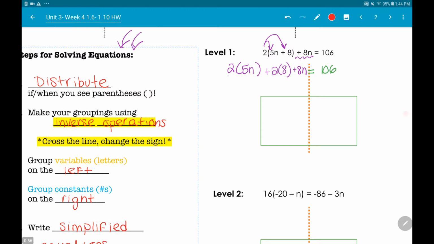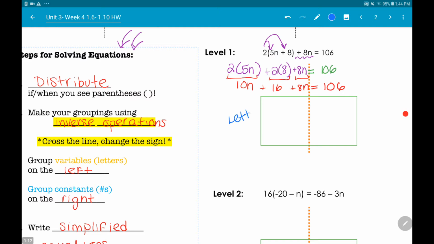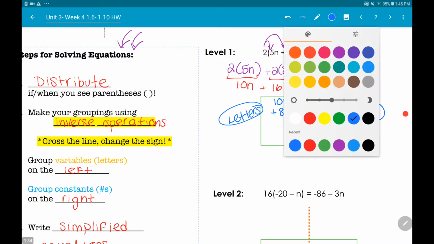Then we simplify by multiplying. So I get 10n and 16. Again, everything else I'm just bringing down. Once I've done that, I can do my variables on the left and my numbers on the right. Remember, if you cross the line, you need to change your operation. So on this side, I have 10n and positive 8n. And on my other side, I have 106 and negative 16 because it's switching sides.